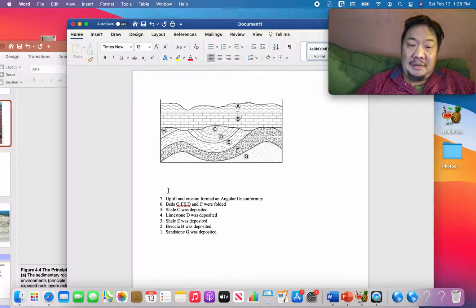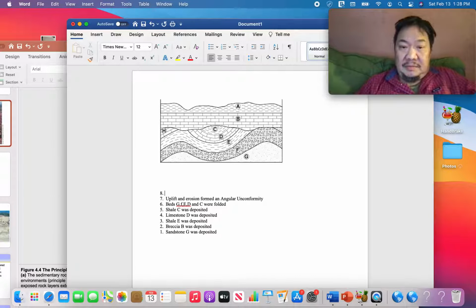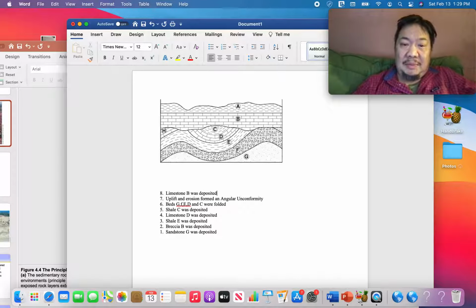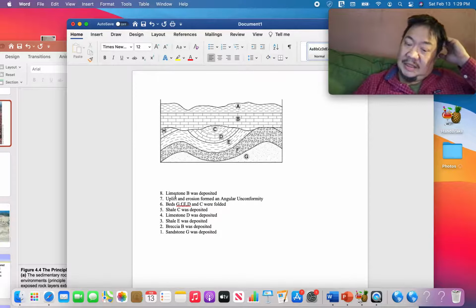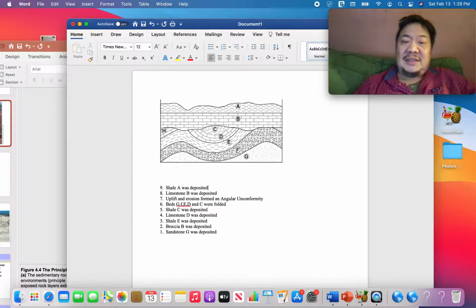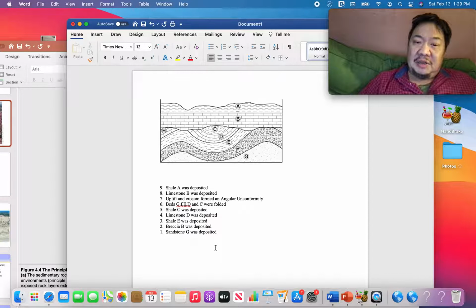Then what happened? Limestone bed B was deposited. Then what happened? Last thing that happened is what? Shale bed A was deposited. That's the complete answer, ladies and gentlemen.